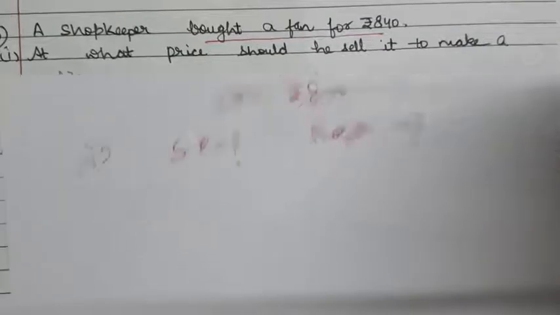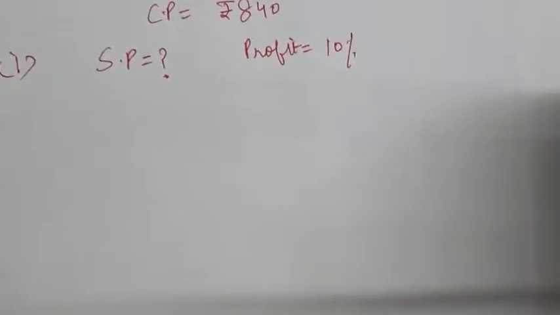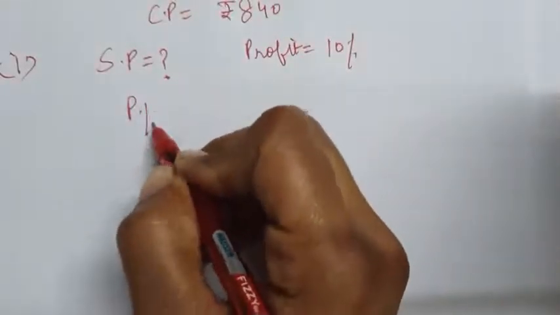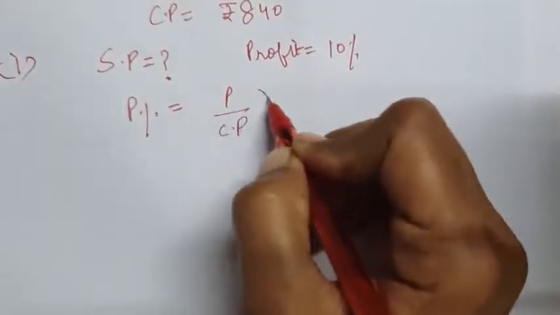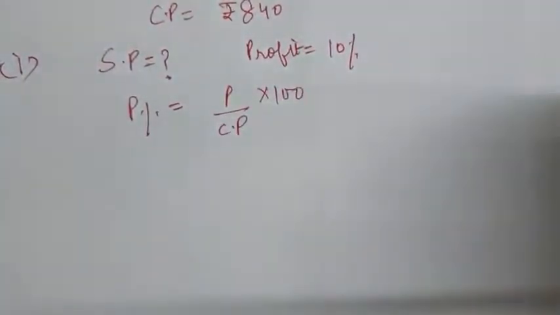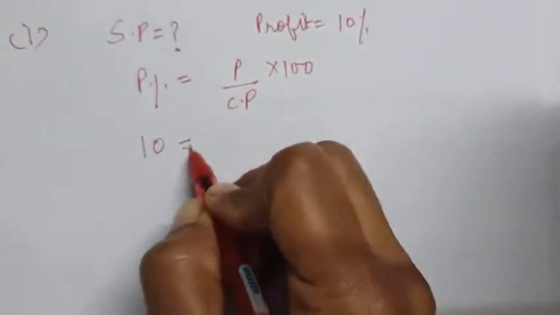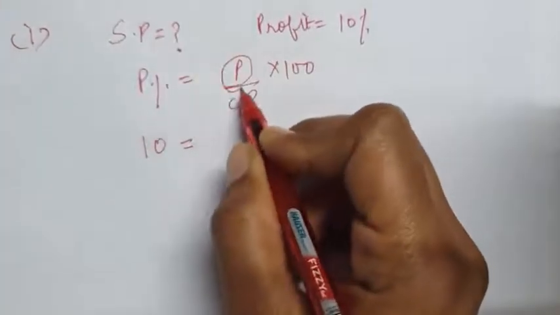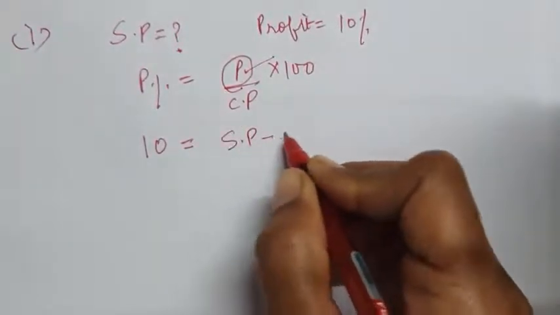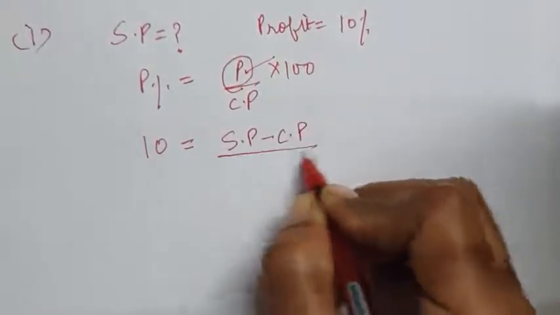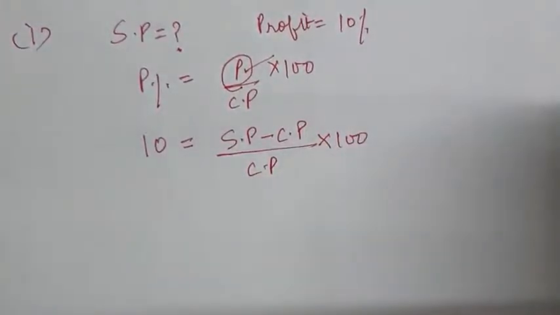So let us start. Now the profit percent is given to you. So let us start with the formula for profit percent. That is profit upon cost price multiply 100. Now the profit percentage is 10. Profit we don't know, but we know the formula for profit, that is selling price minus cost price upon cost price multiply 100. Do it very carefully, children.